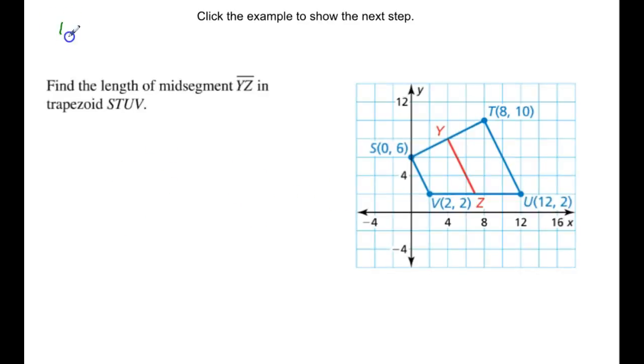Here's example number 4. So now we're using our coordinate plane. So I have to find the length of the midsegment in this trapezoid.